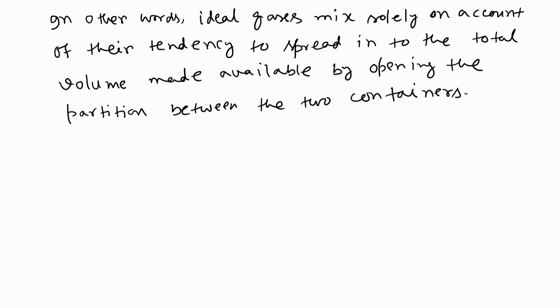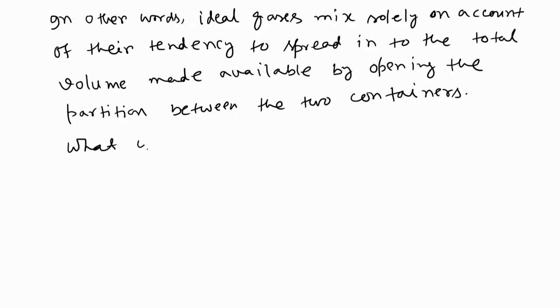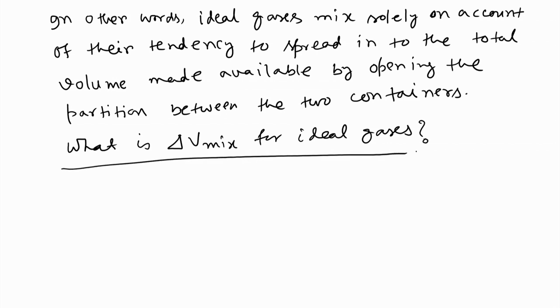So, in other words, ideal gases mix solely on account of their tendency to spread into the total volume made available by opening the partition between the two containers. Okay. Now, what is delta V mixing for ideal gases? This is our next question. We can very easily calculate delta V mixing because we have already derived this expression.